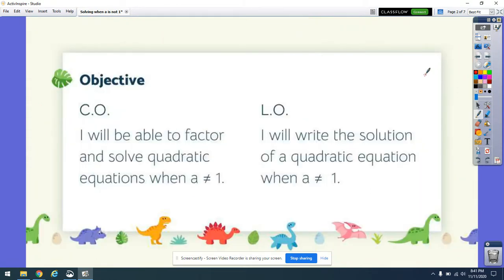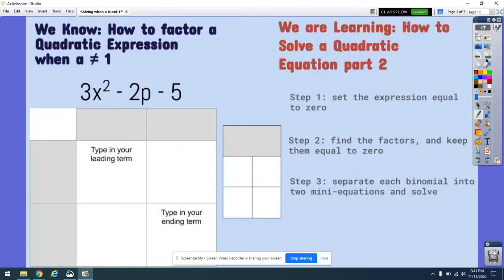The first thing we're going to talk about is the objective. Our CO is: I will be able to factor and solve quadratic equations when a is not equal to 1. And then our LO is: I will write the solution of a quadratic equation when the a is not equal to 1. So again, we're going to solve those harder quadratic equations, and we're going to factor as well, getting that practice in from last week. So let's go ahead and get started.